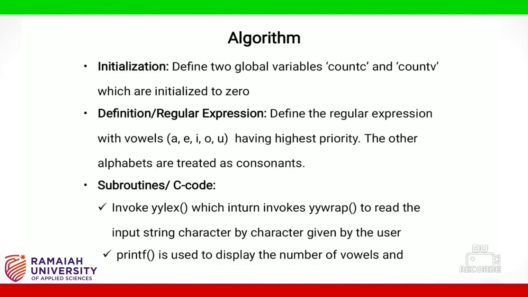Algorithm. In initialization, define two global variables count C and count V, which are initialized to 0. In definition or regular expression, define the regular expression with vowels A, E, I, O, U having highest priority. The other alphabets are treated as consonants. In subroutines, that is C code, invoke yylex, which in turn invokes yywrap to read the input string character by character given by the user, and printf is used to display the number of vowels and consonants recognized.